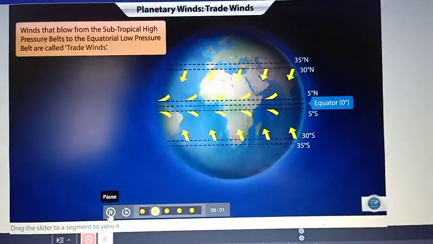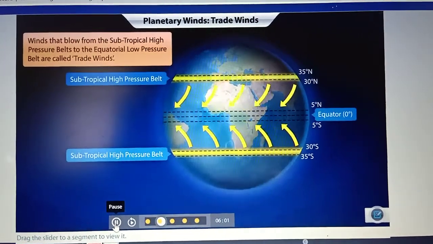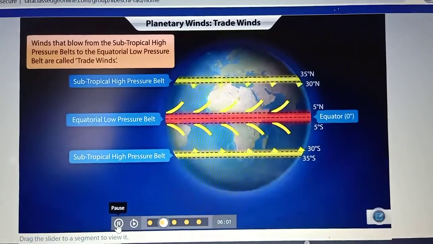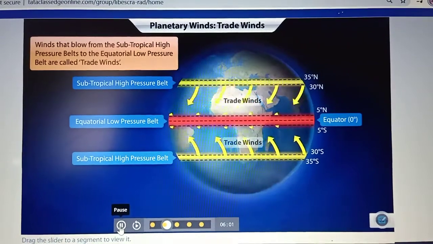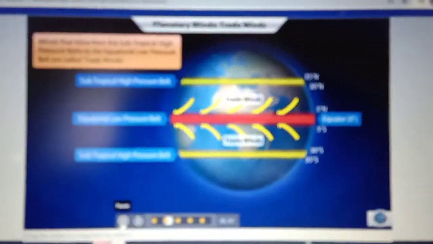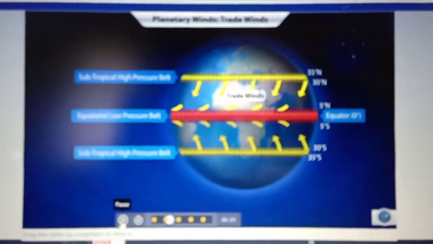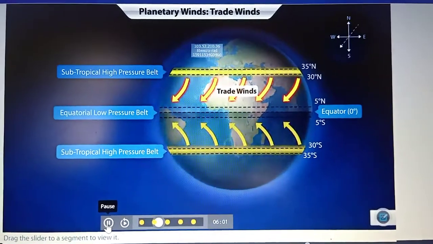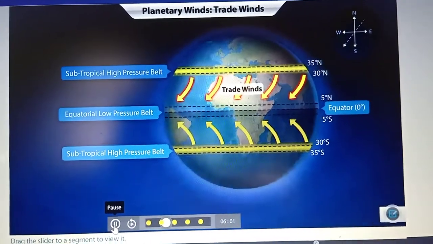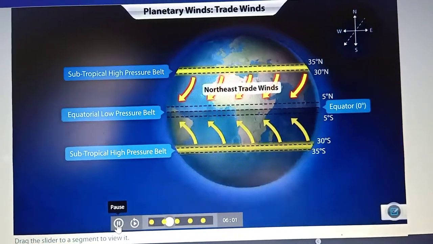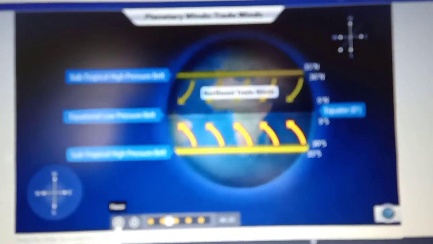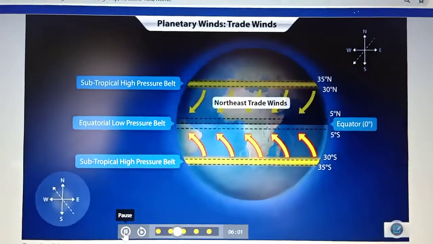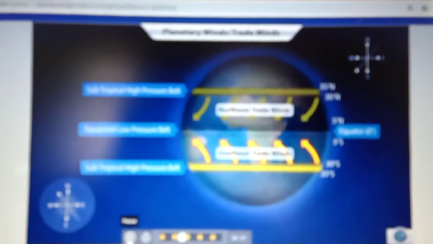The planetary winds that blow from the subtropical high-pressure belts to the equatorial low-pressure belts are known as trade winds. In the northern hemisphere, the winds are deflected to the right, so they are called the northeast trade winds. In the southern hemisphere, the winds are deflected to the left, so they are known as the southeast trade winds.